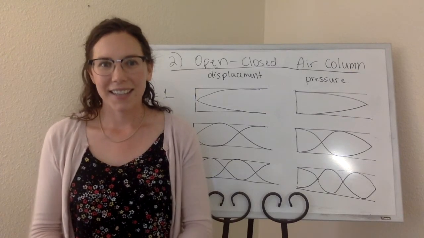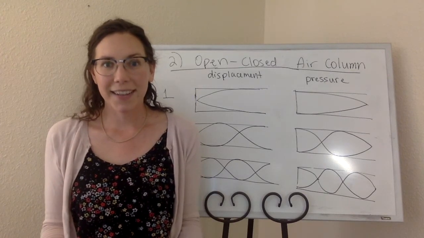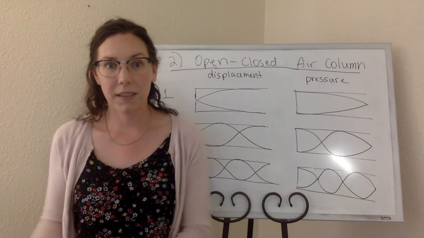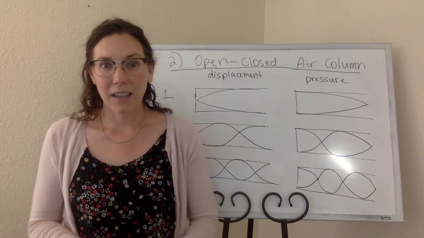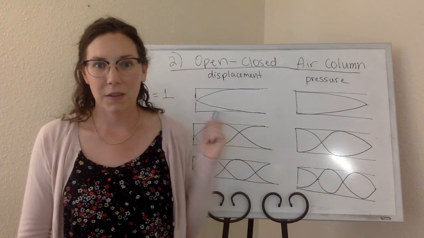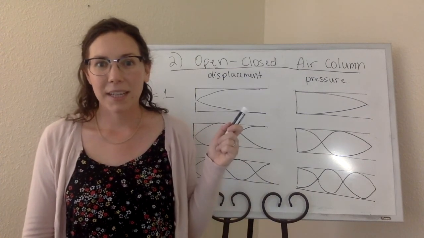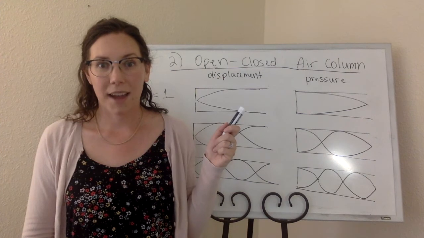Okay, the last case is the most interesting. So let's look at the open-closed air column. This is closed at one end and opened at the other. So at that closed end, we need to have a node. So we have that here. And then we need an antinode at the opened end.